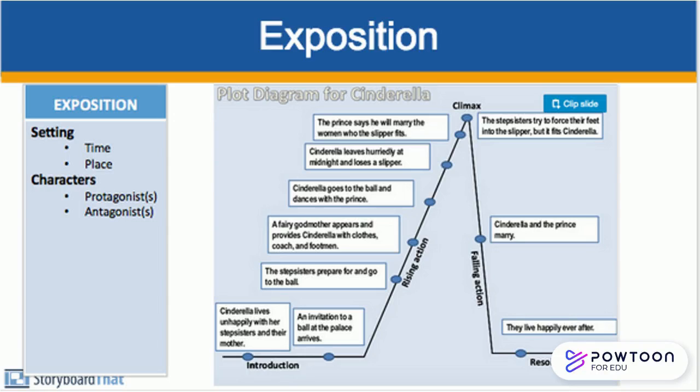The exposition of Cinderella is when you find out more about her family. She lives with her stepsisters and stepmother, and they make her very unhappy by making her work throughout the house and being very mean to her. In the exposition, you also find out more about the plot. It is introduced to you. You learn that an invitation is being sent around to all the ladies of the kingdom for a ball at the palace.